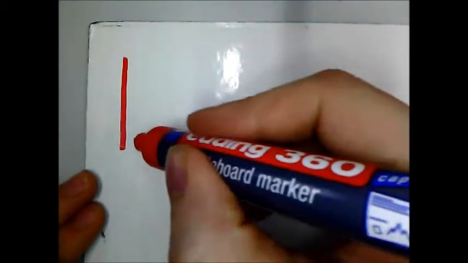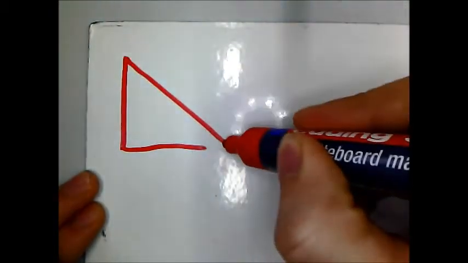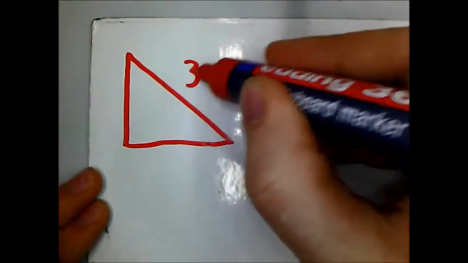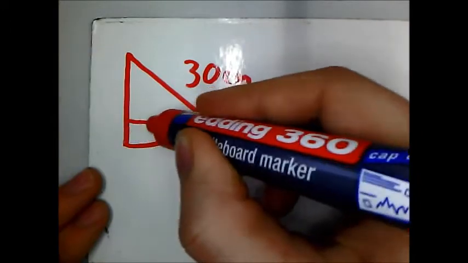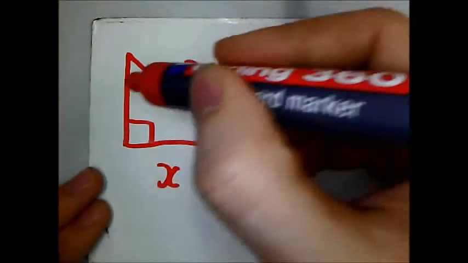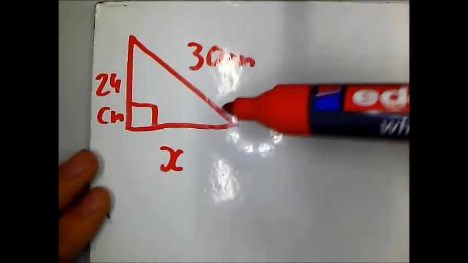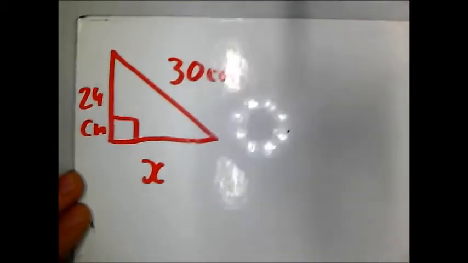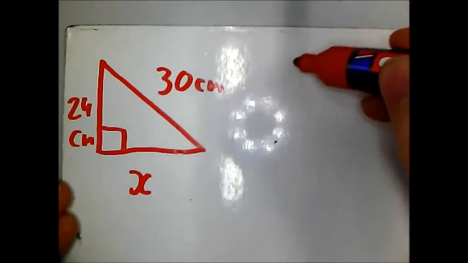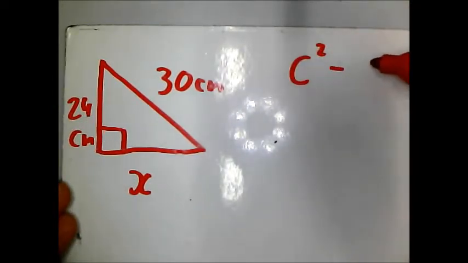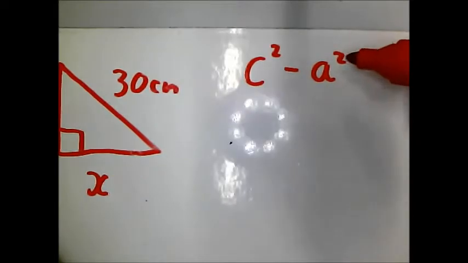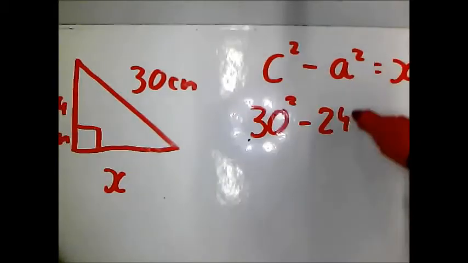Okay, so for the first one, it's asking us to find the missing dimension on this right-angled triangle. Just going to do a quick sketch. It's 30 centimeters for the hypotenuse. This value here is x, and then we've got 24 centimeters there. First thing I'm noticing is I'm calculating a shorter side. So that means using Pythagoras' theorem, the hypotenuse squared subtract the other side squared, which I'm going to call a squared, is equal to the other side squared.